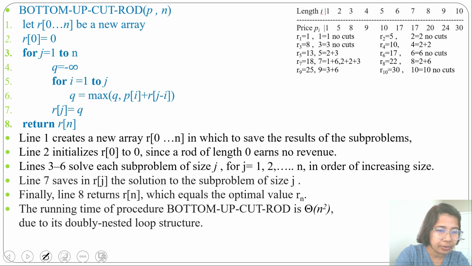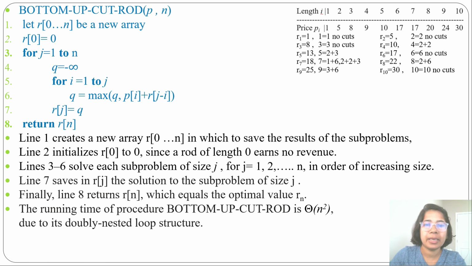So finally, it will return r n, that is revenue of all sizes till n. In line 3, for j equals 1 to n, means we are finding revenue for size 1, 2 up to size n. Here i equals 1 to j means it is a subproblem. Like for 4, we are checking 1 plus 3, then 2 plus 2, then 3 plus 1, then 4 plus 0, like this. In today's lecture, I discussed the rod cutting problem with its algorithm and example.